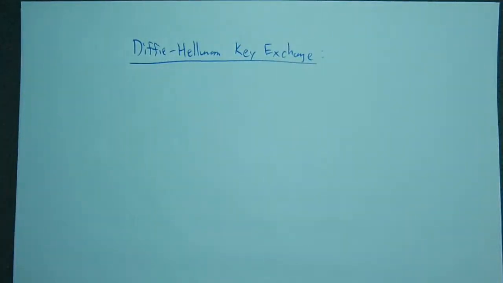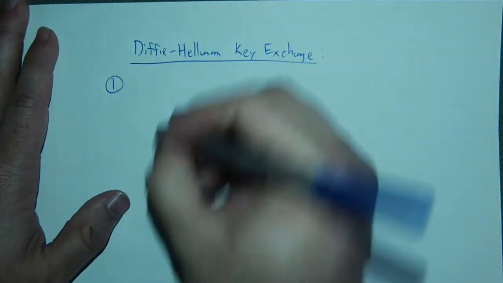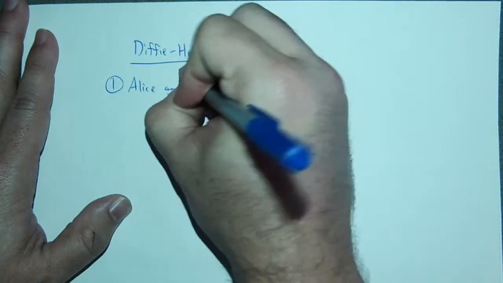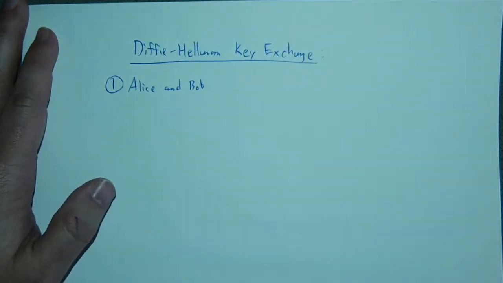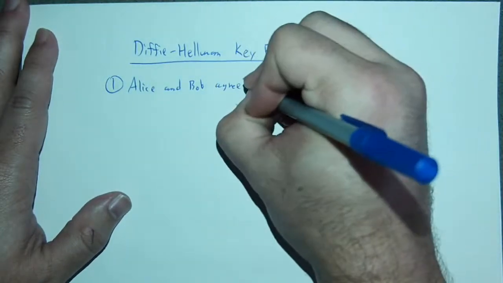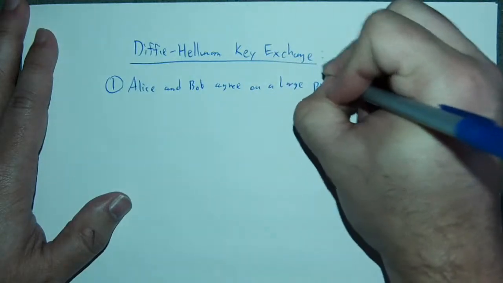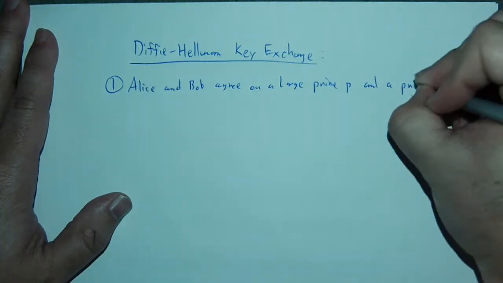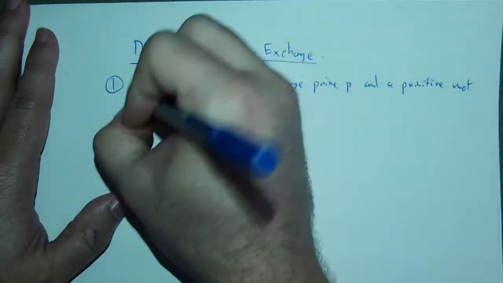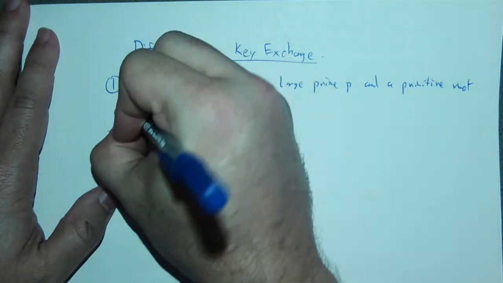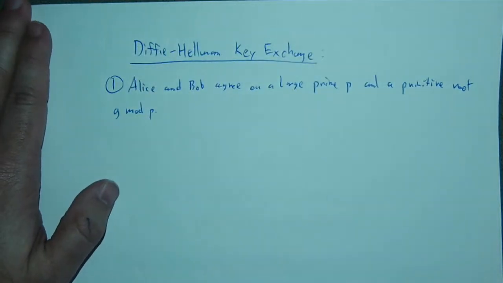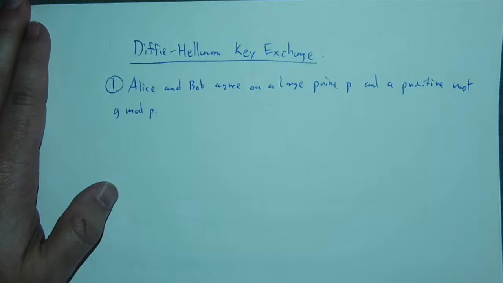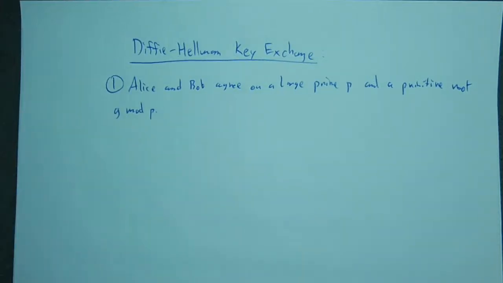So Diffie-Hellman key exchange is the following. So step 1, Alice and Bob agree on a large prime P and a primitive root G mod P. Okay. So they agree on this. We'll discuss later here after I've listed this whether it matters if this info is leaked or intercepted or not.